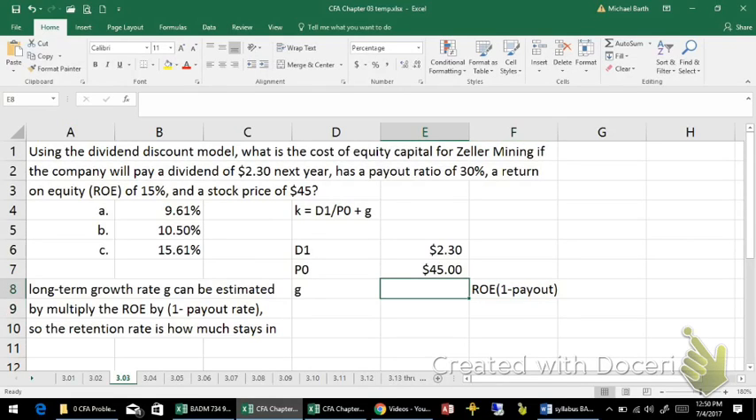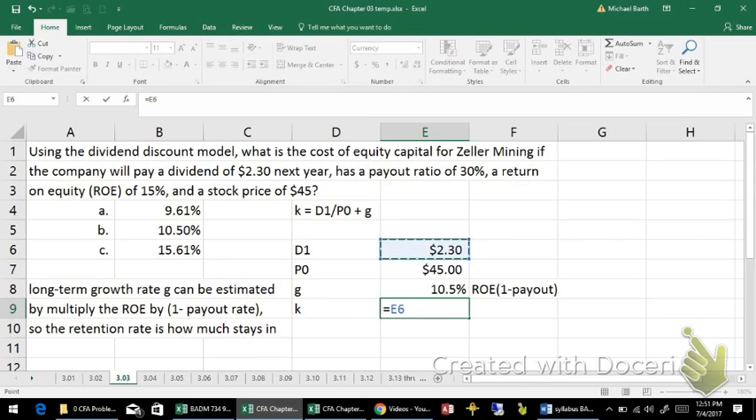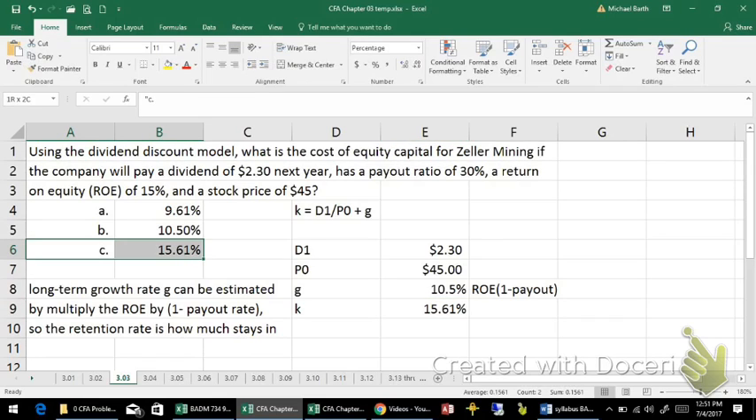And in this case, that would be 15% ROE times 1 minus the 30% that they pay out. So the long-term growth rate's 10.5%. So my estimated cost of equity capital, D1 over P0, that's the dividend yield, or the cash flow portion of yield, and then add the long-term growth rate. And what I come up with is 15.61%, and that's answer C.